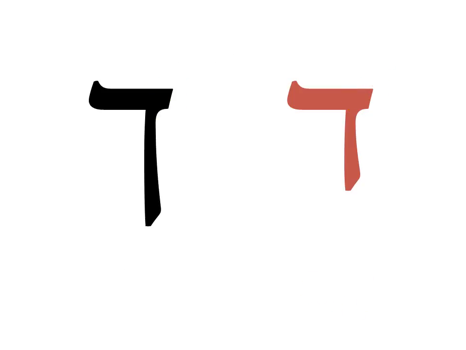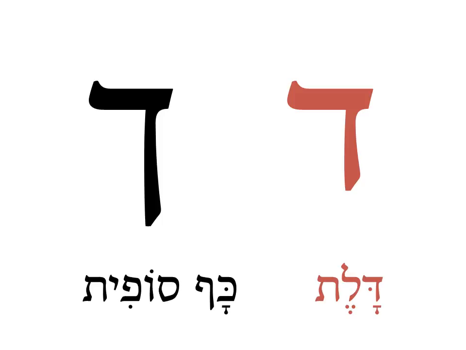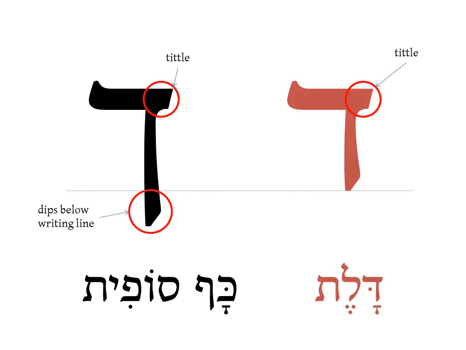Okay, now look at Daleth and final kaf. Daleth on the right, and final kaf, or kaf sofit, on the left. The Daleth, as we saw before, has a tittle. So does the final kaf. How do we tell the difference between these two? Look, the final kaf dips below the writing line, sort of blue line I put in for you, whereas the Daleth stops at the writing line.